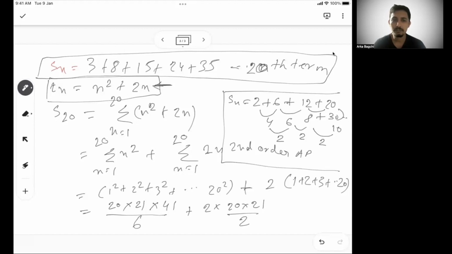n square plus 2n will make 3 plus 8 plus 15 plus 24, but this is a different set. So not all second order APs can be written as n square plus 2n. This is a generic term for that given sequence only. Here it is actually n square plus n. But since I have created it, I will be able to identify it easily.